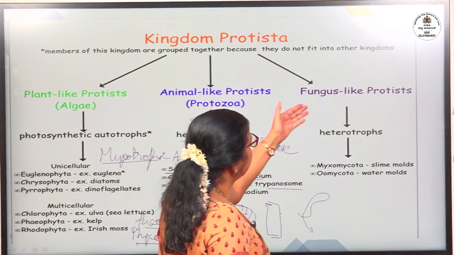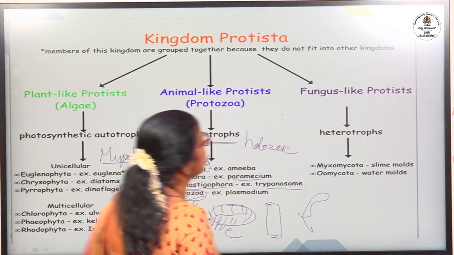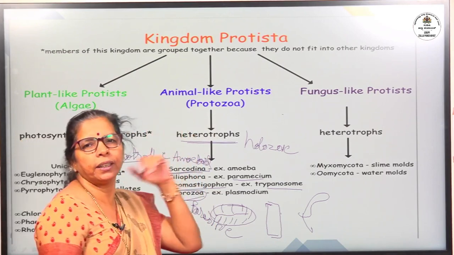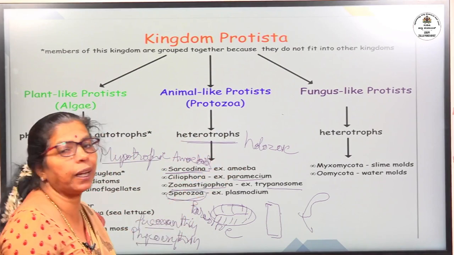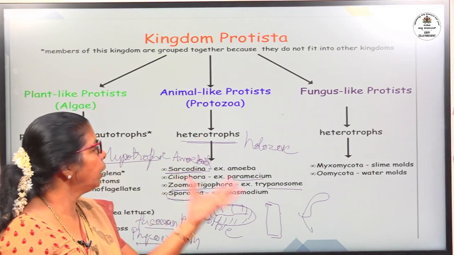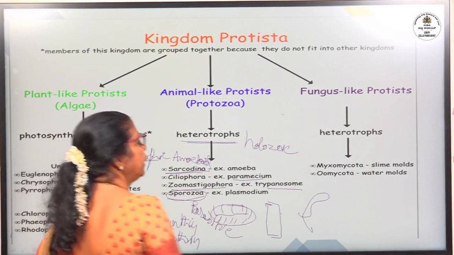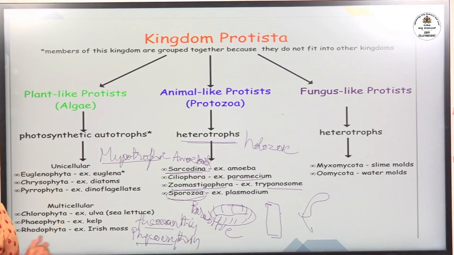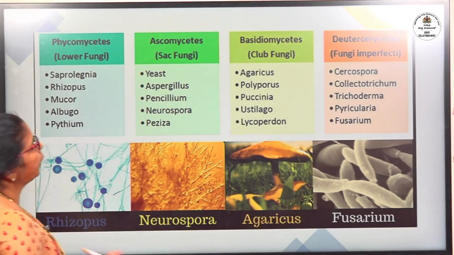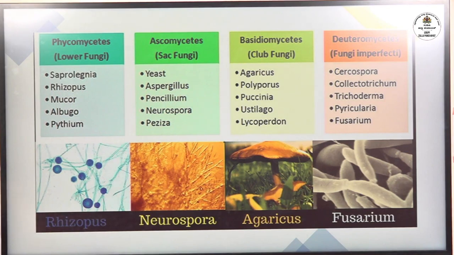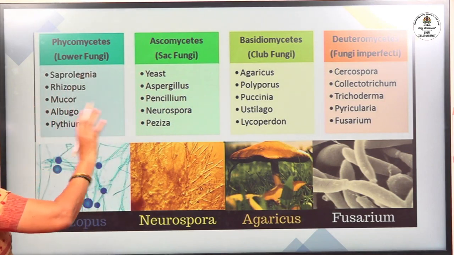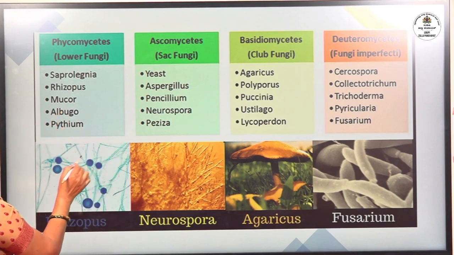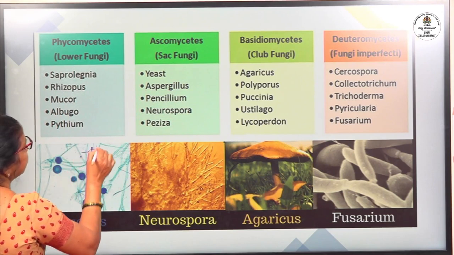Next, another one is fungus-like protista, that is myxomycota, actually lower fungi, that is slime molds. Okay, slime molds. So they are sharing both the properties. So that is slime molds, also kept under this particular kingdom Protista. Next, regarding fungi. Fungi are classified, actually their plant body is like this. There are a large number of filamentous structures. So filamentous structure is nothing but mycelium.